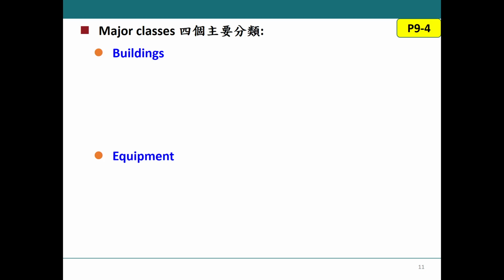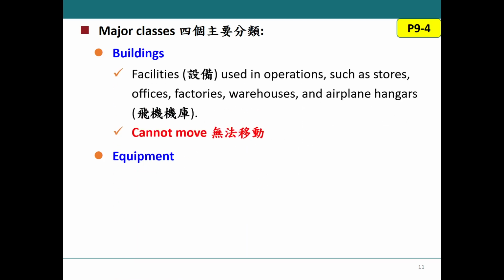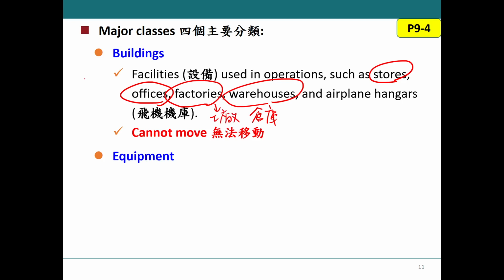How about buildings and equipment? No problem, right? So buildings are like what? Like stores, office, factory, warehouse. So that's our buildings: stores, offices, factories, warehouses. Warehouse is 仓库. Factory 工厂. Office 办公室.